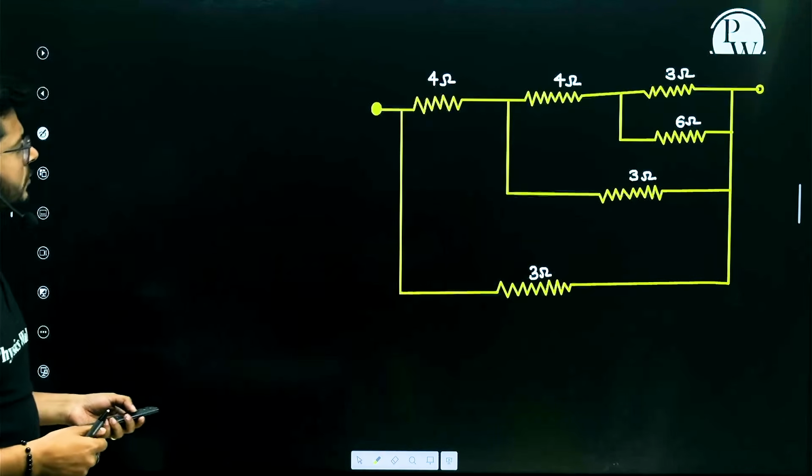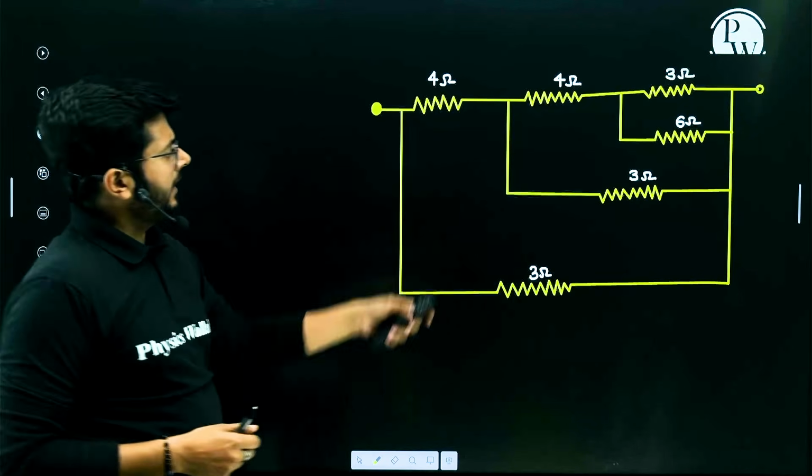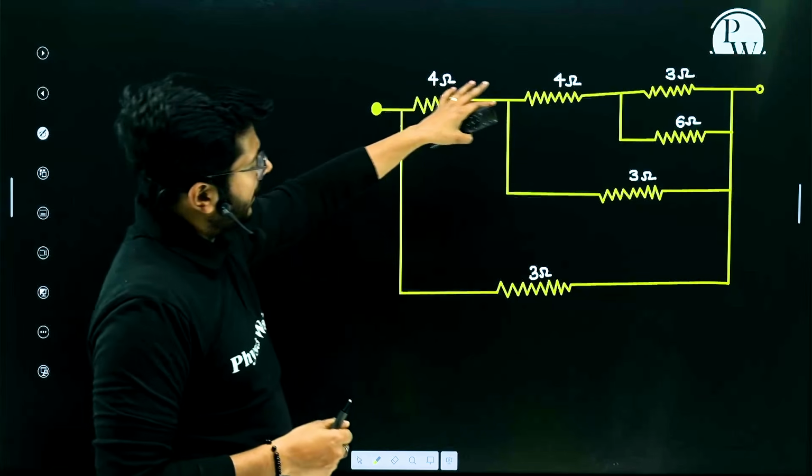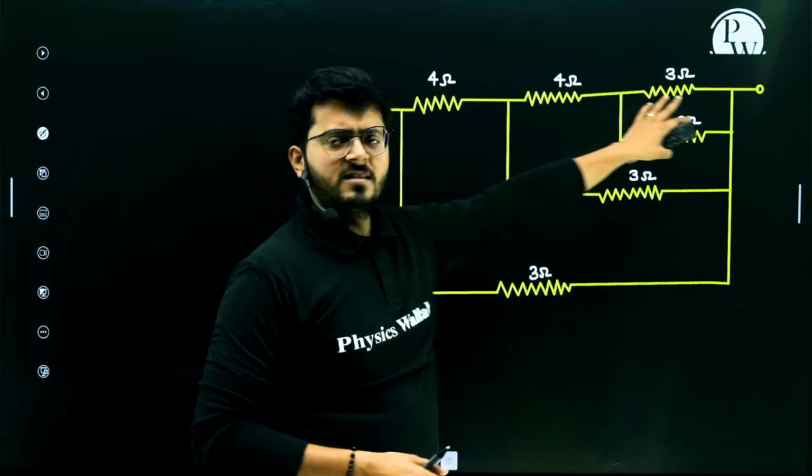Have a look into this circuit as well. Right now, what is happening? You can again identify that you have to find the net resistance here.